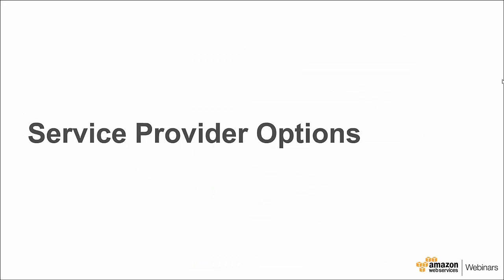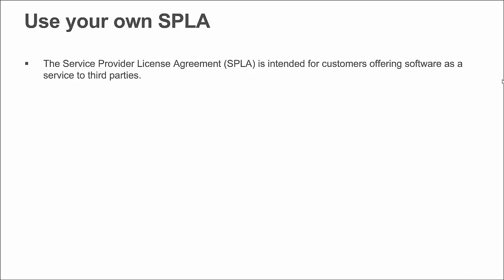Now I'm going to speak to the folks on the phone that are service providers. So you may have your own service provider license agreement or SPLA with Microsoft that you're using to resell licenses. We want to cover how to use your own SPLA in AWS. So this is an option where you are providing a service to another customer. Sometimes this is a hoster, sometimes this is a company that has built a software as a service solution where they are reselling that to their end users, and they're taking advantage of the SPLA program through Microsoft for those licenses.